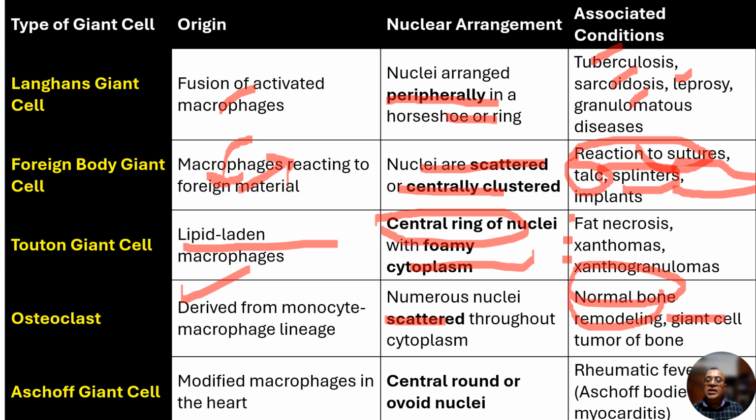These types of giant cells are sometimes present in conditions of the bone, that is giant cell tumor of the bone. In these conditions, there may be up to 100 nuclei present within a giant cell, or more than 100 nuclei may be present in a giant cell. Aschoff giant cells are modified macrophages in the heart, and they have a central arrangement of the nuclei, central round or ovoid nuclei, and they are present in rheumatic fever.